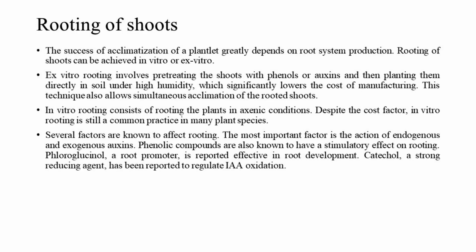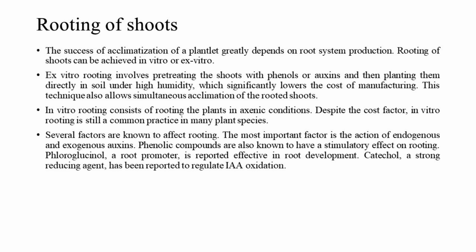Rooting of shoots. The success of acclimatization of a plantlet greatly depends on root system production. Rooting of shoots can be achieved in vitro or ex vitro. Ex vitro rooting involves pre-treating the shoots with phenols or auxins and then planting them directly in soil under high humidity, which significantly lowers the cost of manufacturing. This technique also allows simultaneous acclimation of the rooted shoots.